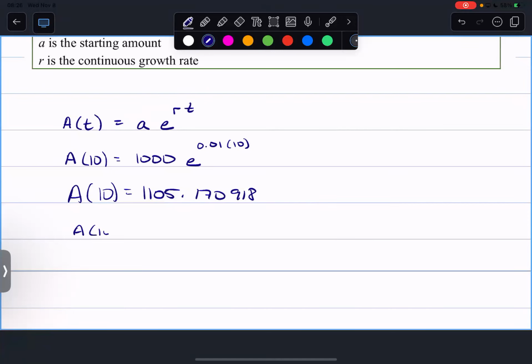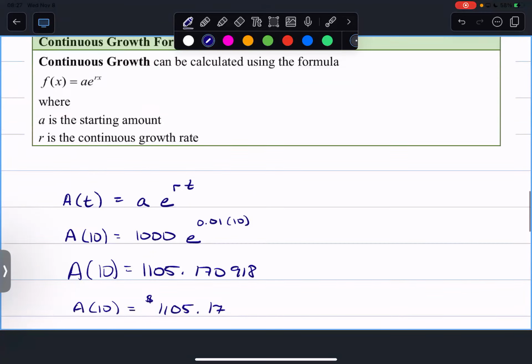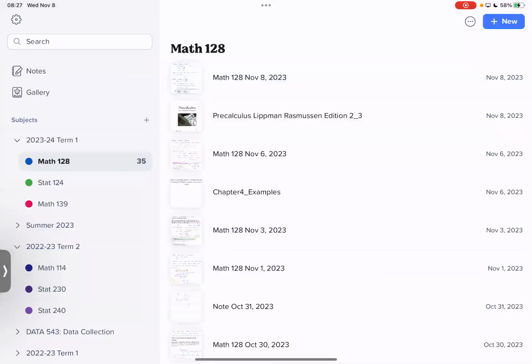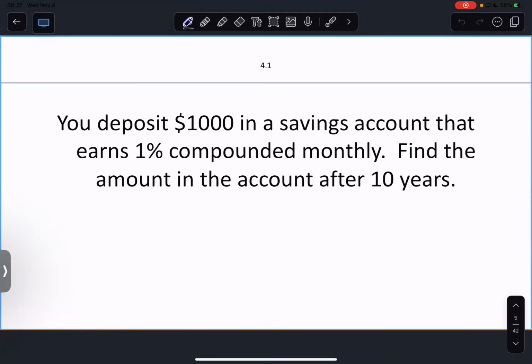So the amount in the account after 10 years is going to be $1,105.17. Which means you earned $105.17 in interest, which depends on what you wanted, I guess. Yeah, not great for 10 years. If we had done this previous example, which we skipped because we did it a long time ago, if it was compounding monthly, you'd have even less. Only slightly less, but a little bit less. So you can try that one and compare the two, but we're moving on.